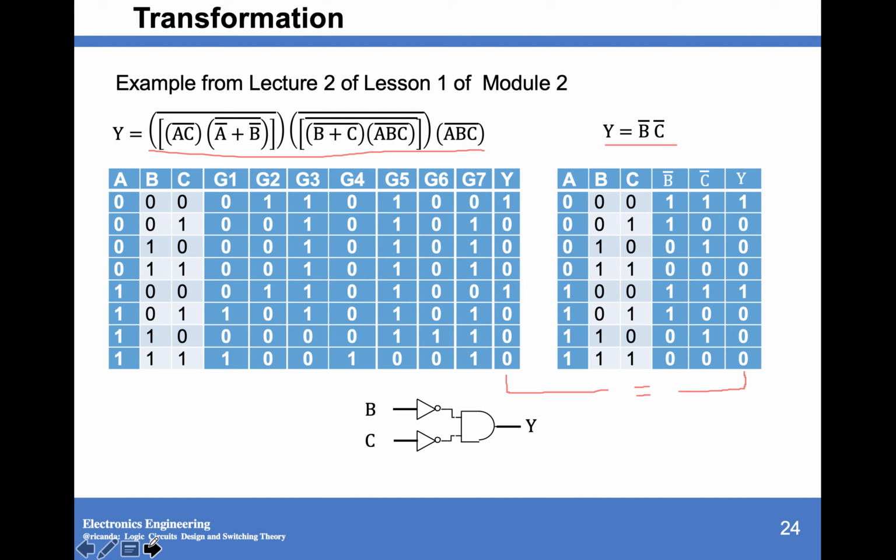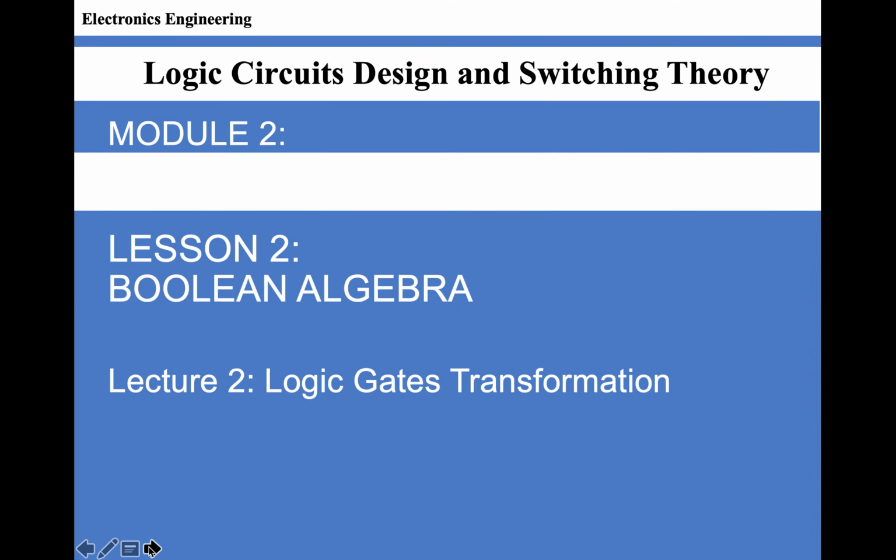So if we have to draw the circuits of your simplified y, we have only an AND gate, and every input of your AND gate from B is connected with an inverter, and C connected with an inverter. And that's all for our logic gate transformation.